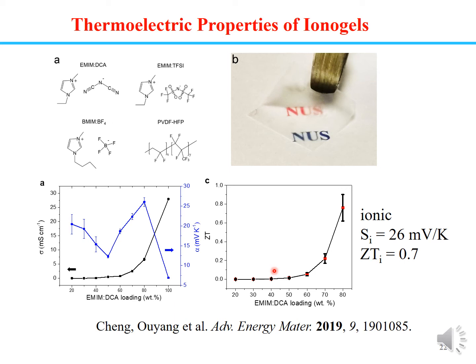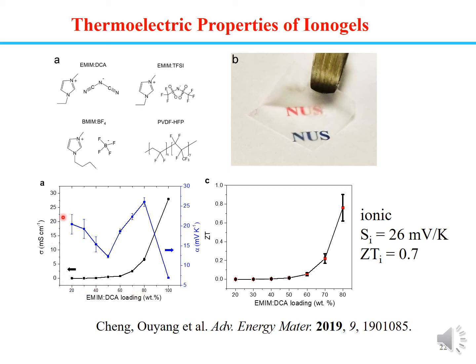Then we consider how we can immobilize the ionic liquid. Although ionic liquid is stable, it's a liquid. We make an ionogel, so we use a polymer called PVDF-HFP to immobilize the ionic liquid. This picture shows a film of ionogel. It's a freestanding film and has high transparency.